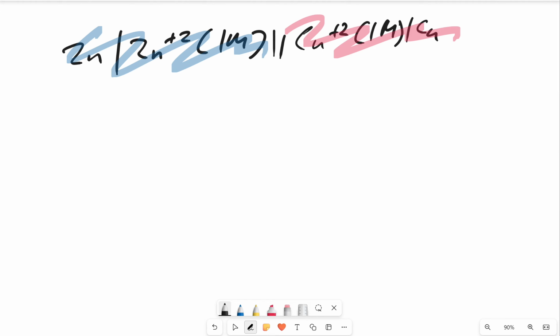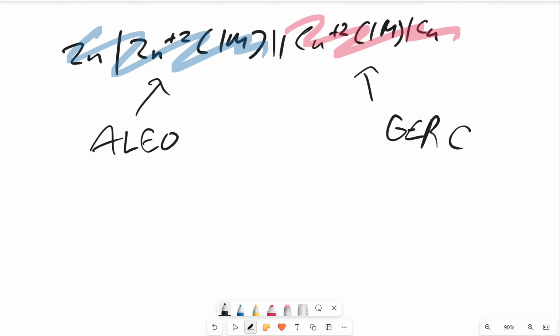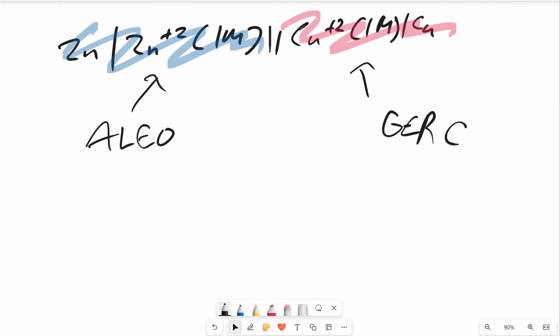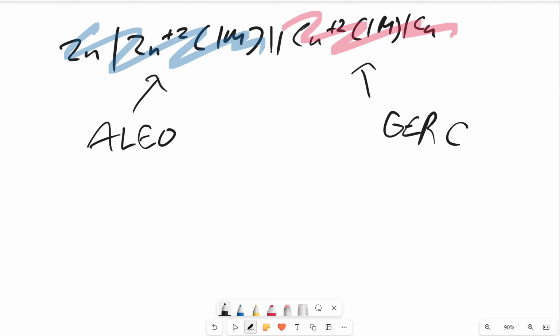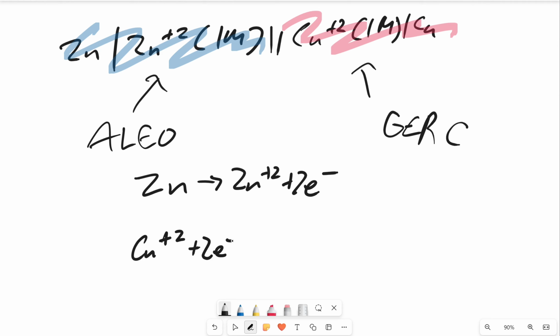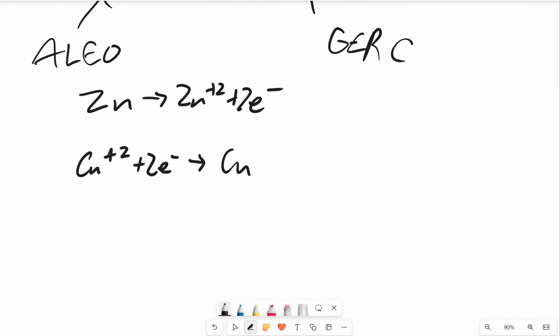So we're going to have that. Well, we need to know what's being reduced and what's being oxidized, right? And we have anode, cathode, LEO GER. You can do that, or you can do whatever other mnemonics are better. So once we do split them up, we're going to have zinc becomes zinc plus 2 plus 2e minus, and copper plus 2e minus becomes copper, right?